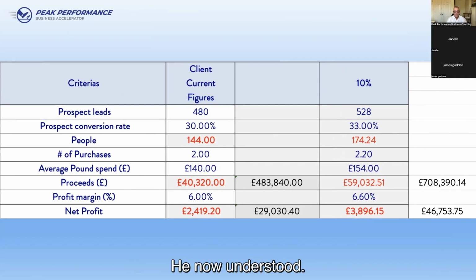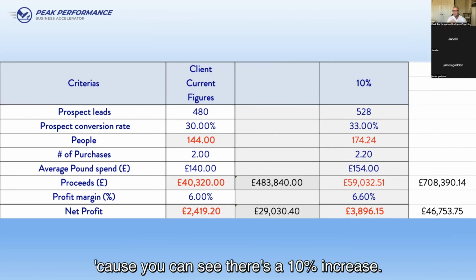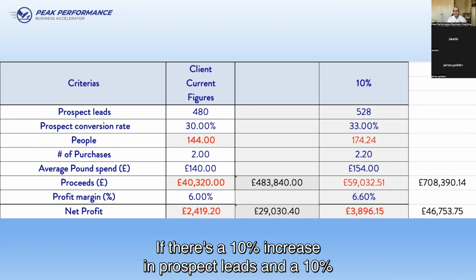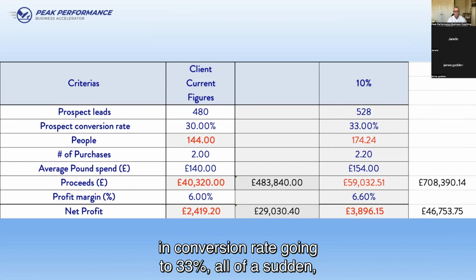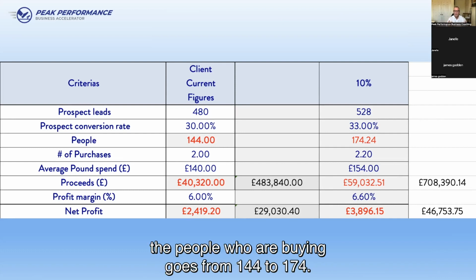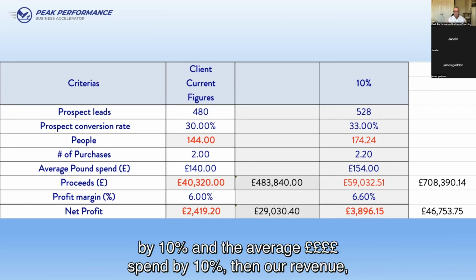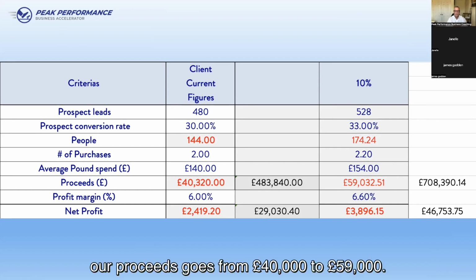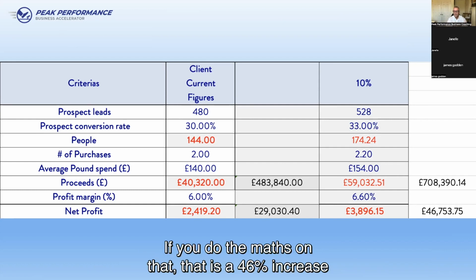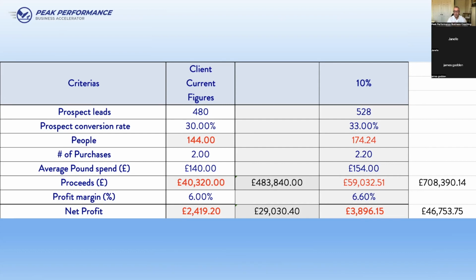He now understood. So we showed him, and I'm going to the right-hand column now because you can see there's a 10% increase. If there's a 10% increase in prospect leads and a 10% in conversion rate, going to 33%, all of a sudden the people who are buying goes from 144 to 174. That's 30 more people. And if we increase the number of purchases by 10% and the average pound spend by 10%, then our revenue, our proceeds goes from 40,000 to 59,000 pounds. If you do the maths on that, that is a 46% increase just by those 4 levers.